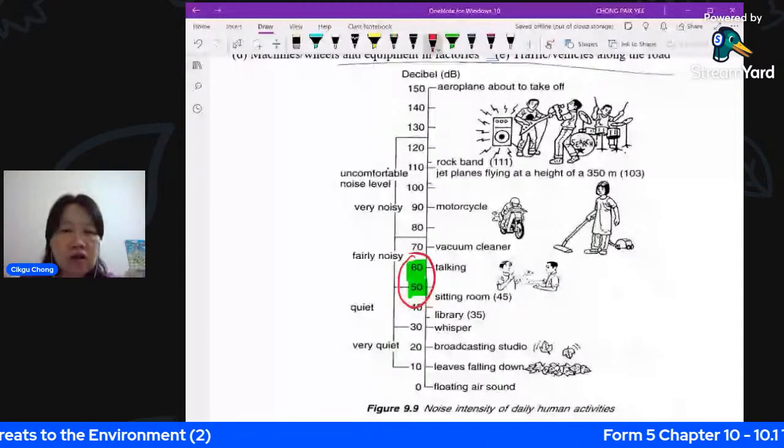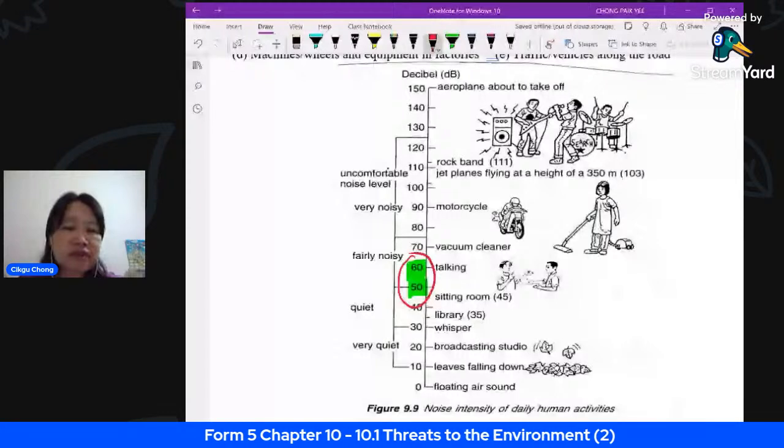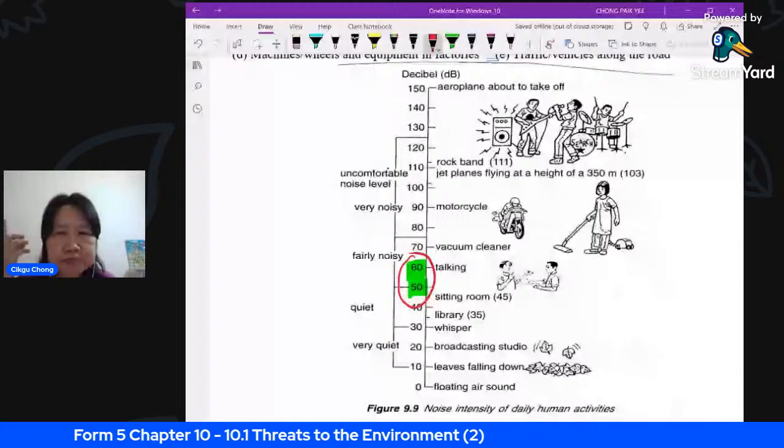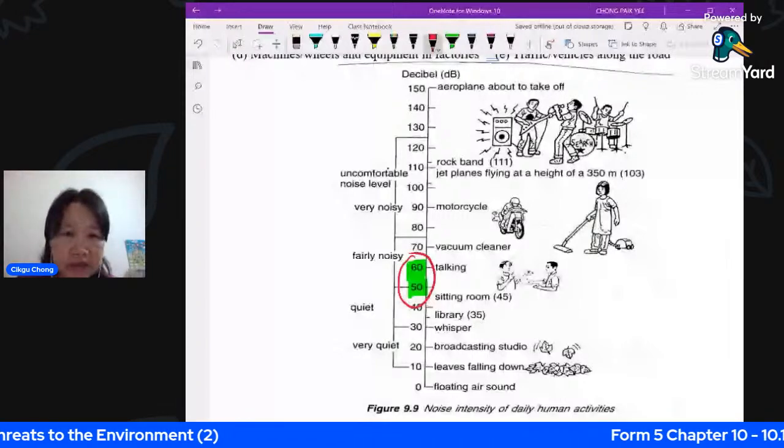So you can see here, very loud is about 100. Anything else, you can damage your eardrums, and you can go deaf. Okay, so the safe level is about 60. Anything below that is very safe.